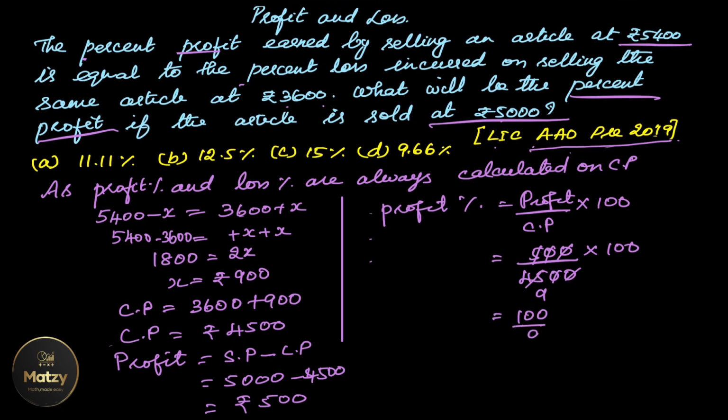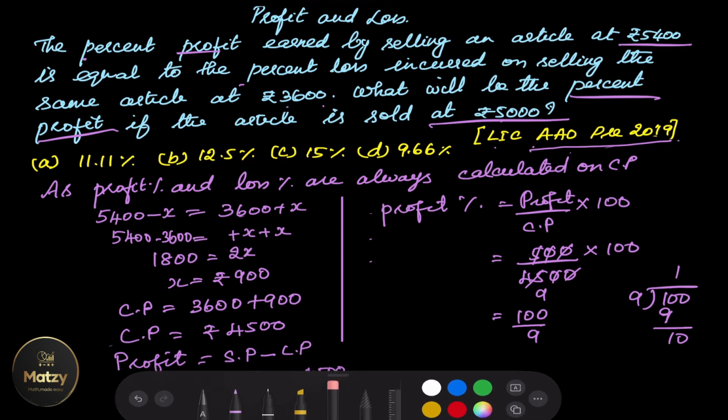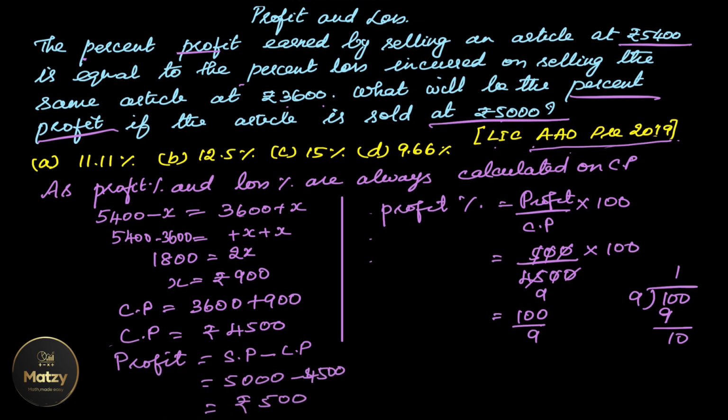So 100 by 9. Divide 100 by 9, one time 9, 1 is the remainder. Again one time, 1 is the remainder. Again 0.11. Like that it goes. So it is 11.11 percentage.